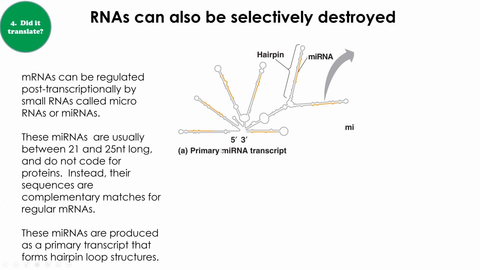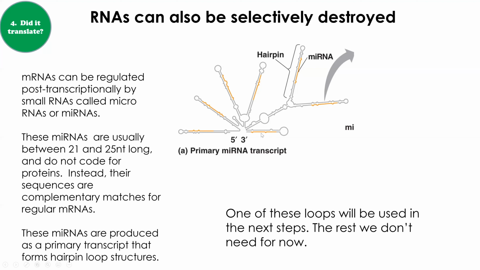These guys are initially produced, they're transcribed in the genome. They have a gene just like everything else. And this primary structure, most importantly, is going to form these folded back regions called hairpin loops. Okay, so hairpin loops are formed when the sequences of these two arms that fold back on each other can base pair. Okay, so when they are complementary and can base pair the way that a double helix for DNA would. So we're going to worry about these hairpin loops. They're going to be particularly important because one of these loop structures will be used in the next step. The rest we don't necessarily need right now.